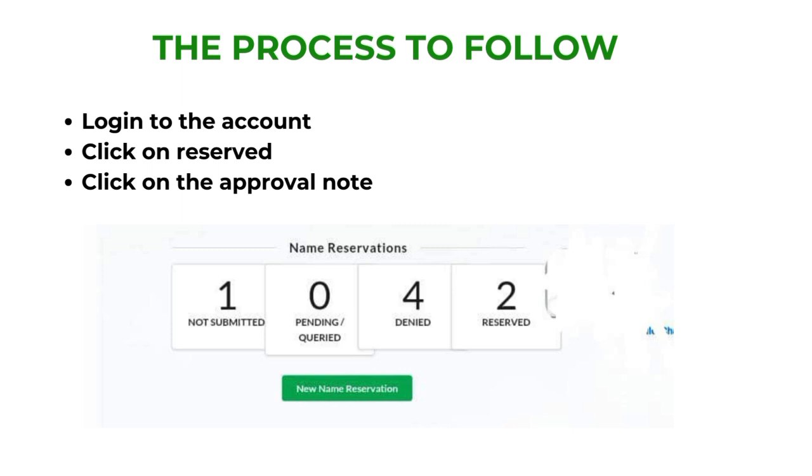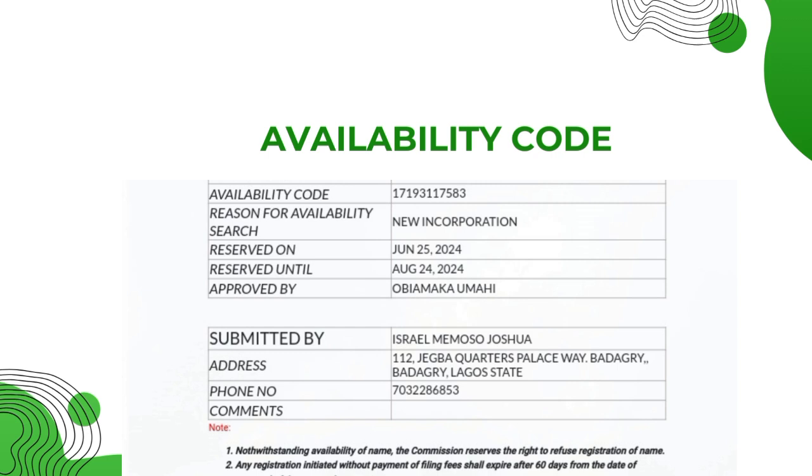What you are looking for in that approval note is the availability code. Another way to get the availability code is from the email that was sent when the name was approved. Bear with me that anytime you do a name reservation and the name is approved, they will send you a mail including the availability code. So we need that availability code to resolve this query, to make payment and do everything. I believe this is clear. So this is how the availability code looks. If you go to the approval note, this is what you will see, right? This availability code, and that's what I will be using for this training.